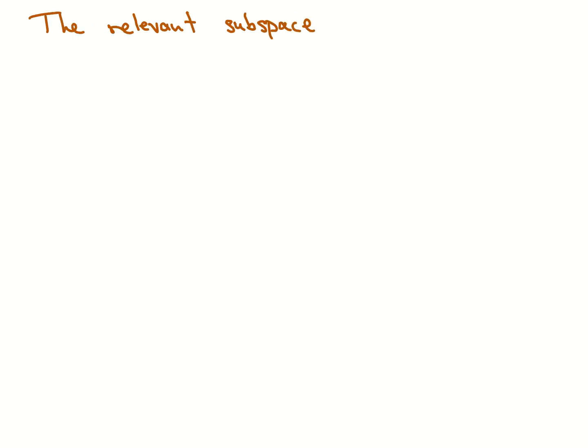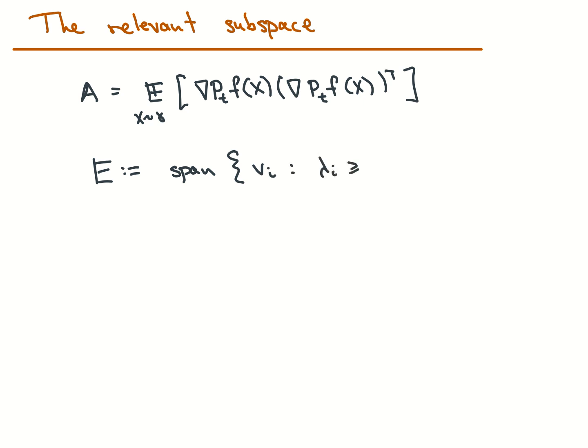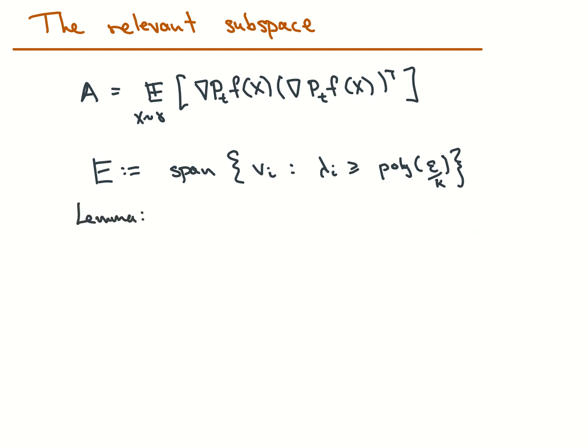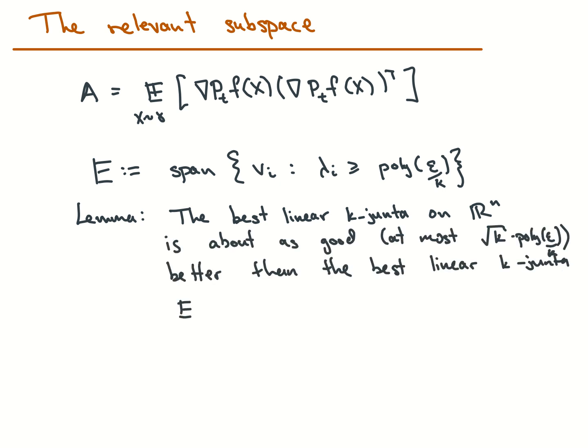Let me tell you a little bit more now about the subspace E that we'll be finding. The idea is, I look at the covariance matrix of the gradient of my smooth function, and I claim that if I take the span of the eigenvectors of this matrix corresponding to not too small eigenvalues, then I get a subspace with the property that the best k-Hunter correlation among all functions in R^n is close to the best k-Hunter correlation among functions that live only in this subspace.